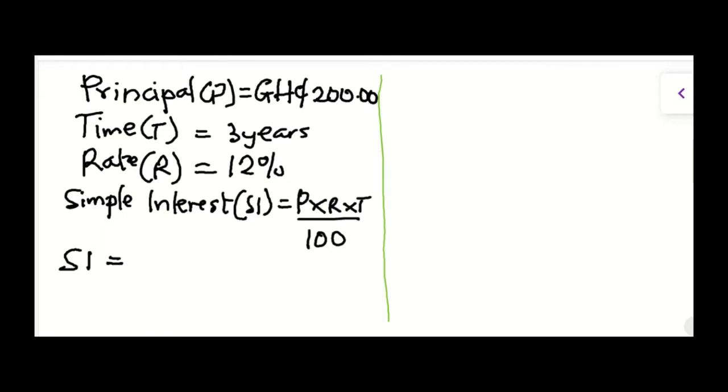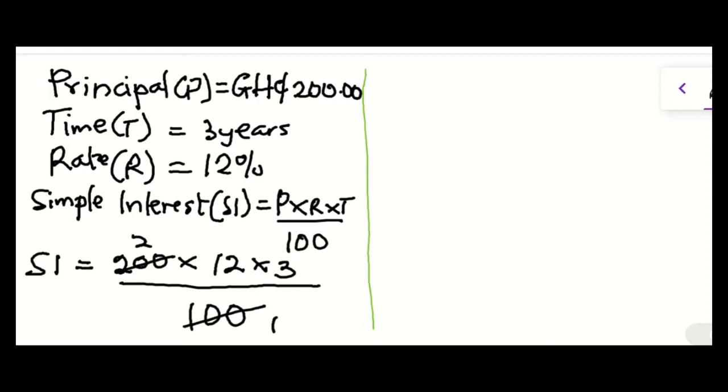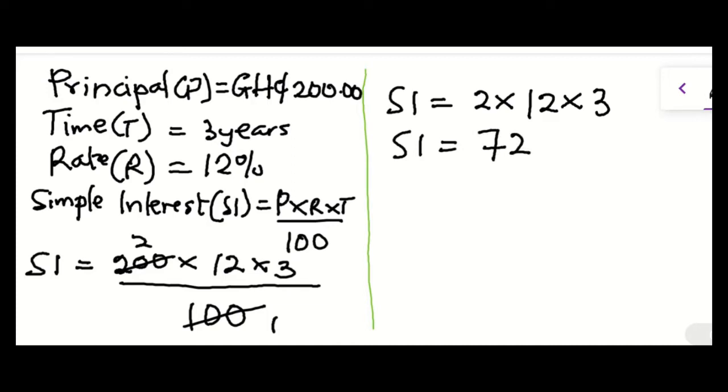So simple interest, put in the values, 200 multiplied by the rate, just 12, multiplied by years all over 100. So 100 goes into itself. One goes into 200 twice. So we have simple interest given by 2 multiplied by 12 multiplied by 3. Therefore, simple interest equals 2 multiplied by 12 multiplied by 3 is what? 2 times 3 is 6, multiplied by 12, 72. So simple interest is 72 Ghana cedis.